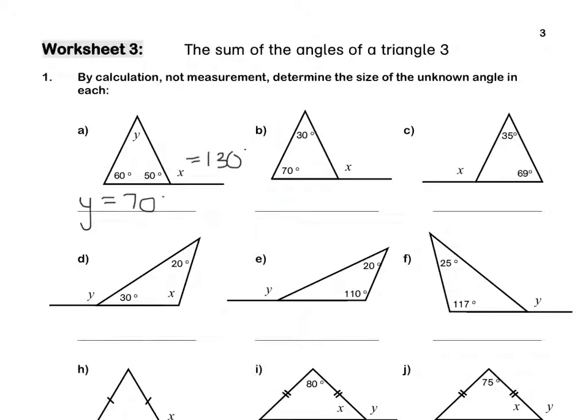Let's look at B. We need to work out what x is. To work out what x is, we need to know what this angle is. 70 plus 30 is 100. Therefore, the third angle in the triangle is 80 degrees. And finally, x is then equal to 100 degrees, because 100 degrees plus 80 degrees adds up to 180, which is a straight line.